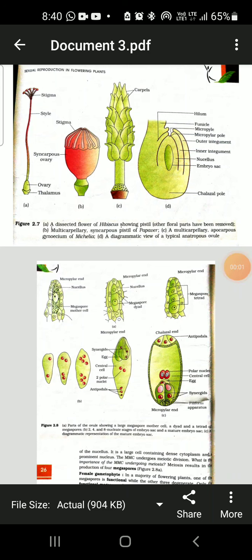Welcome students. Today in this video we are going to discuss megasporogenesis. Previously we had discussed microsporogenesis.